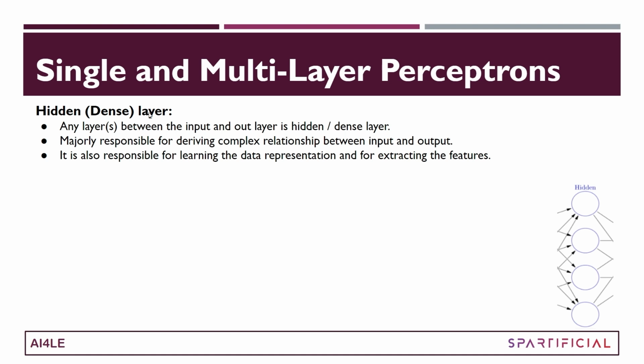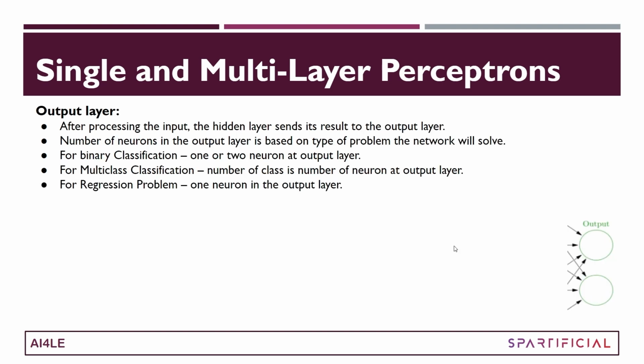But yes, it is also responsible for learning the data representation and for extracting some of the features present over there that help the network understand what type of inputs will give what type of outputs. So these are all the things that happen with the help of hidden layers. Now let's look into the final layer that we have in all types of neural network architectures, that is the output layer. After processing the inputs, the hidden layers will send their result to the output layer.